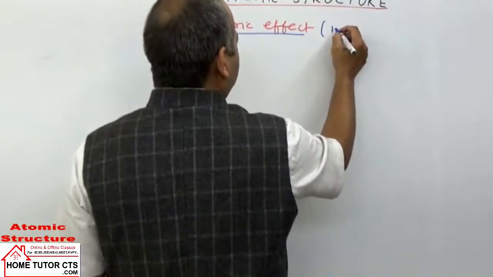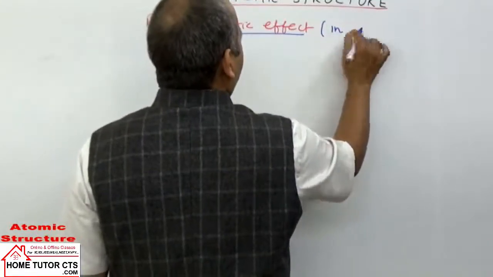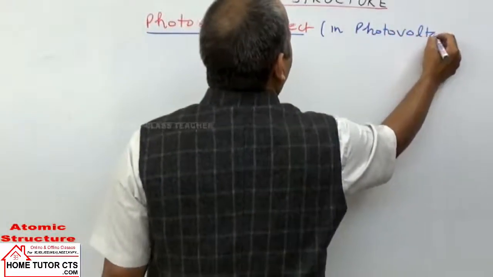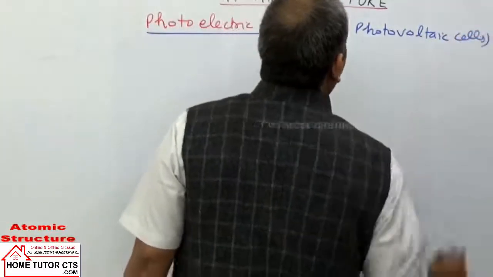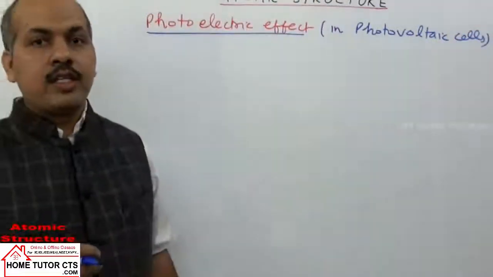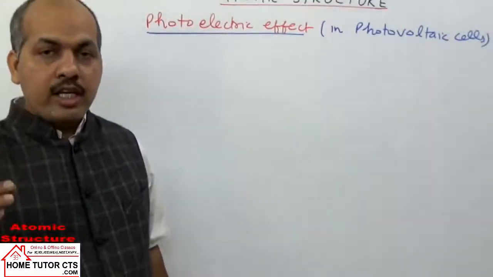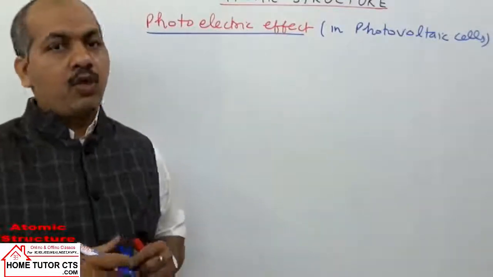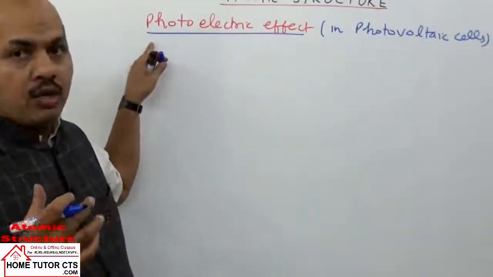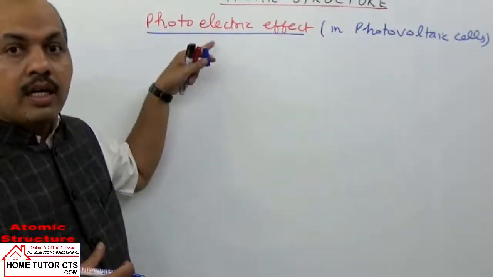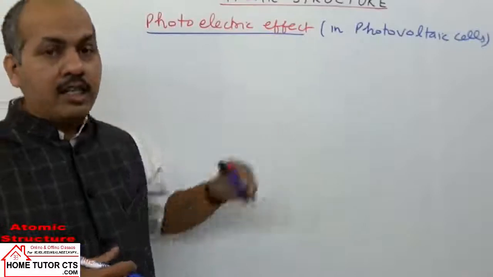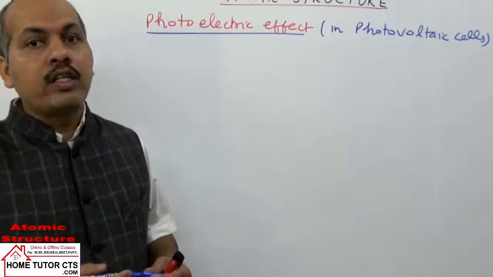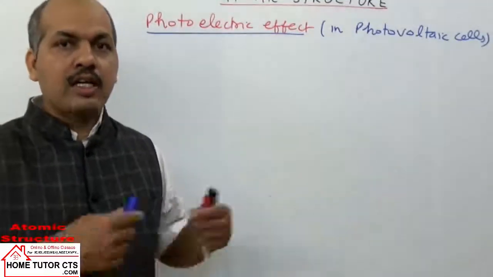This effect is used in photovoltaic cells, solar cells, the cells which convert solar energy to electrical energy. In the preparation of these cells, we use the photoelectric effect. See the word photo: photons of light cause an electric effect, or production of electricity. That is what happens in photovoltaic cells, solar cells, which convert the energy of sunlight to electrical energy.